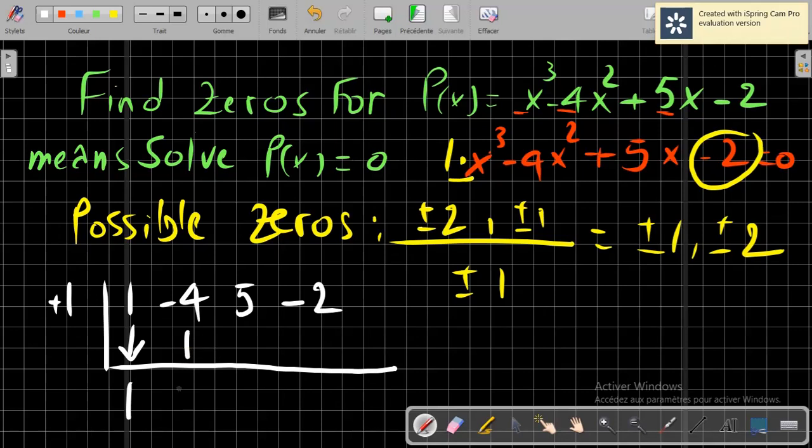Negative 4 plus 1 is equal to negative 3. Negative 3 times 1 is equal to negative 3. 5 plus negative 3 is equal to 2. 2 times 1 is equal to 2. And negative 2 plus 2 is equal to 0.